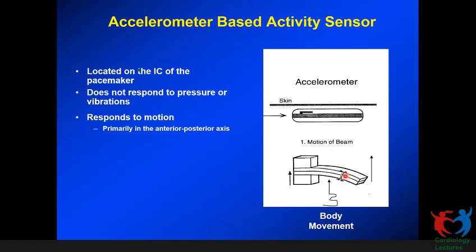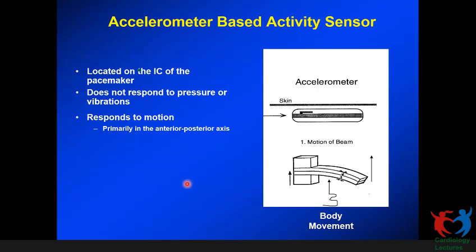Now you can see this. This board can vibrate when the patient is moving in the anterior-posterior direction, and this generates electrical potential in amplitude and frequency, which will be proportional to the activity the patient is doing, which is converted into the rate at which we want to pace the patient's heart. So this is less likely to be providing any inappropriate rate response. Although this is not absolutely physiologic, this is the best mechanical rate response that we can provide.